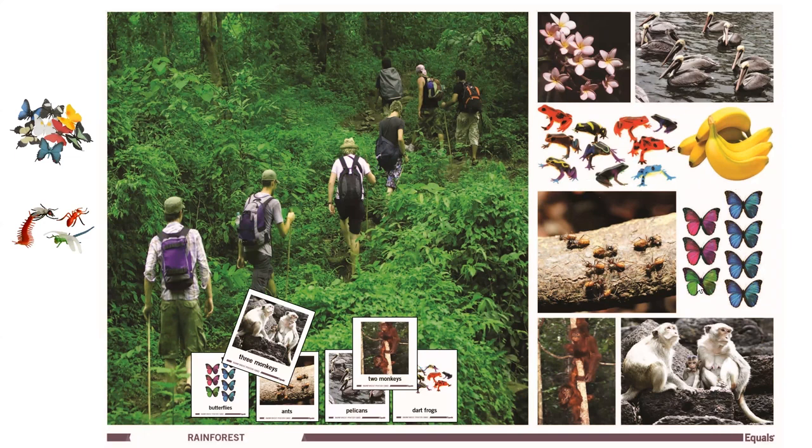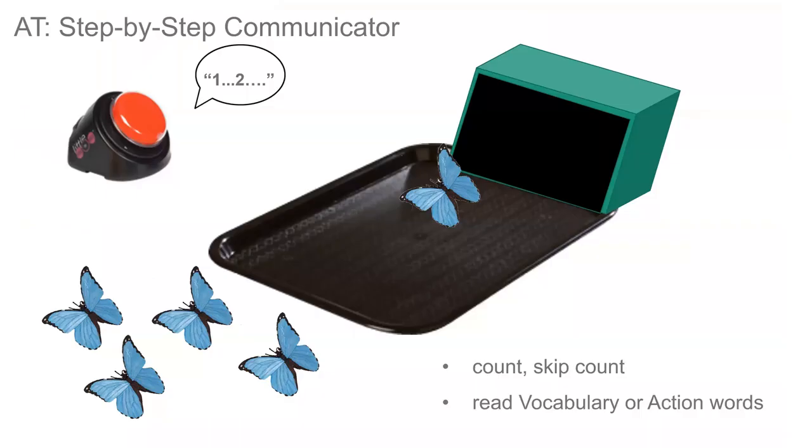We could create a set of 5, let's say, from the butterflies. We can circle 5. We can count out 5 butterflies. We can match them up. So many things that we can do here to emphasize not only the theme itself, this particular animal environment, but also the materials from the lesson.